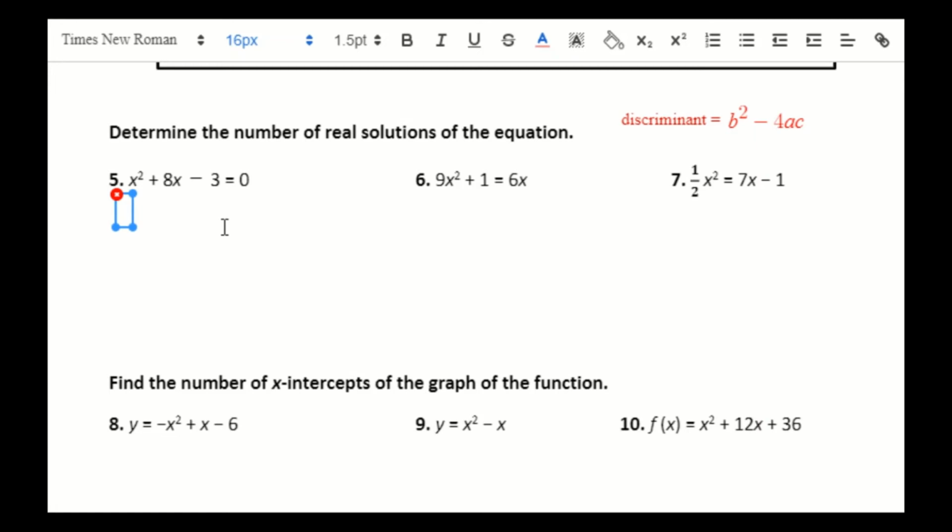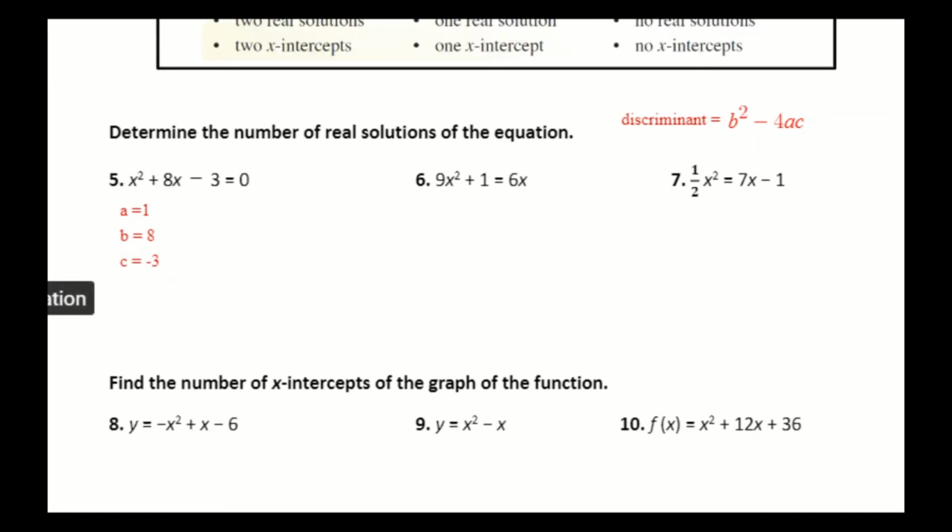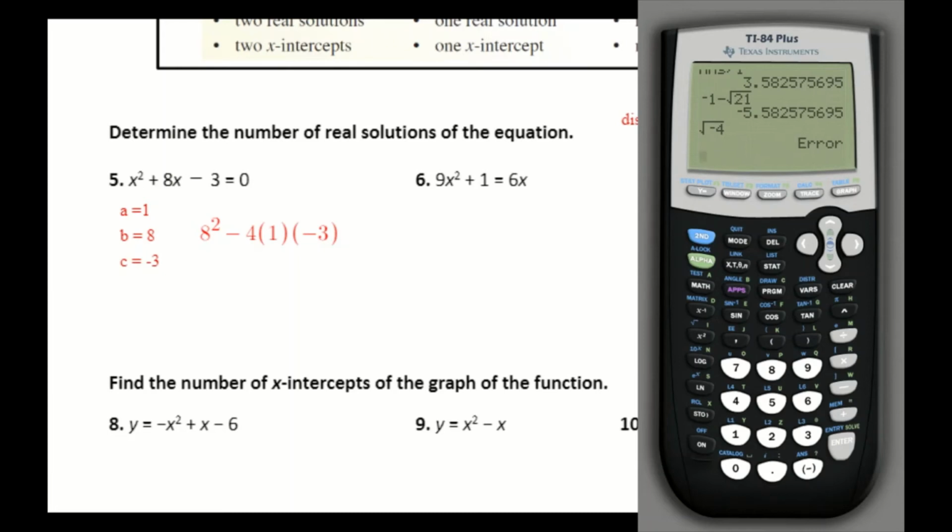So in this case, what is a? 1, and b is 8, and c is negative 3. So our discriminant, which is b squared minus 4ac, would be 8 squared minus 4 times 1 times negative 3. And we want to put that in the calculator. We don't need to compute that by hand. 8 squared minus 4 times 1 times negative 3.